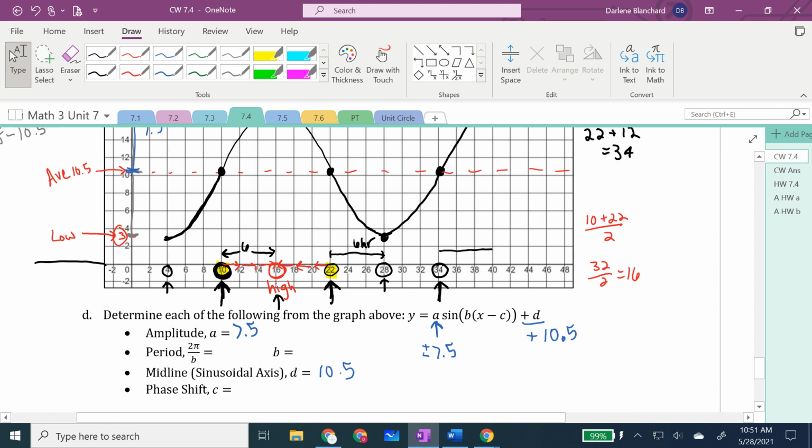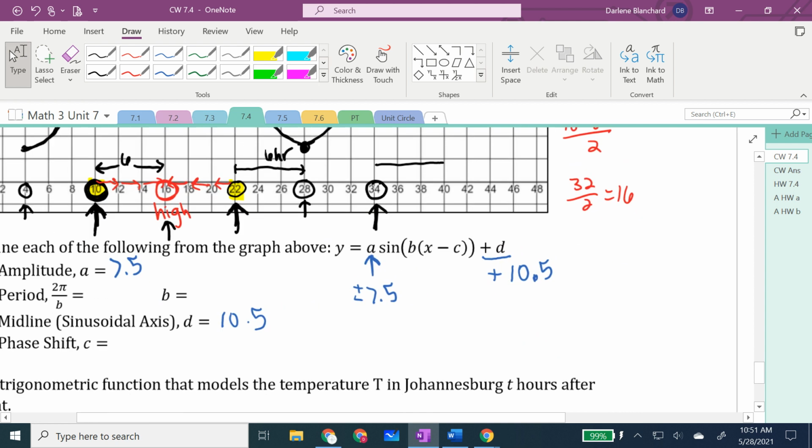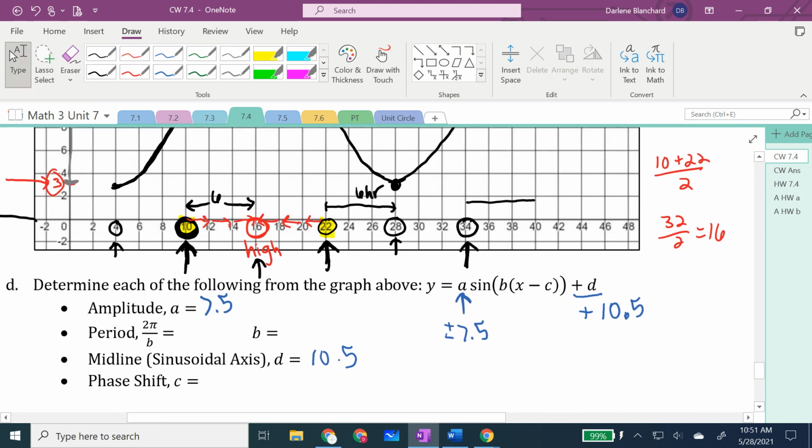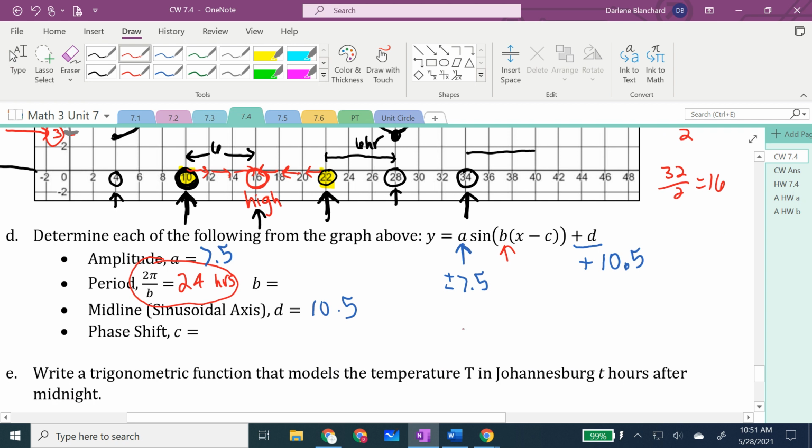Now I have the graph. And let's take a look. The next question is, what is the period of the graph? We found that the period of the graph is 24 hours. And I want to know the B number that goes here. So I'm using the equation 2 pi divided by B is equal to the period length.